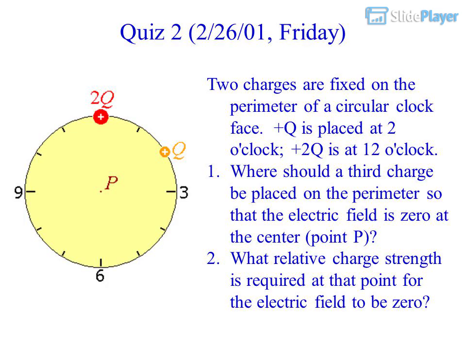Quiz 2, the 26th of February 2001, Friday. Two charges are fixed on the perimeter of a circular clock face. Plus q is placed at 2 o'clock, plus 2q is at 12 o'clock. Where should a third charge be placed on the perimeter so that the electric field is 0 at the center, point P? What relative charge strength is required at that point for the electric field to be 0?